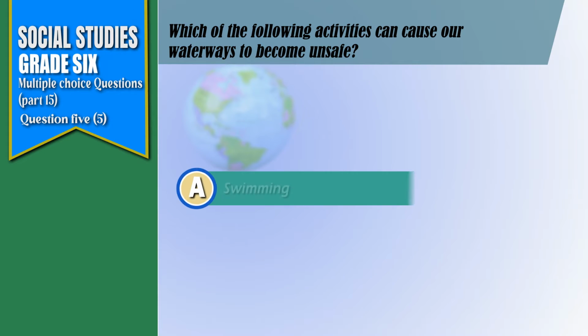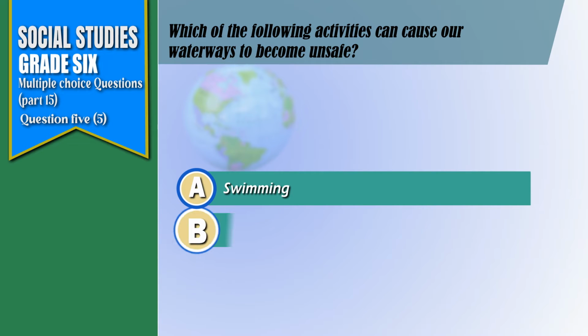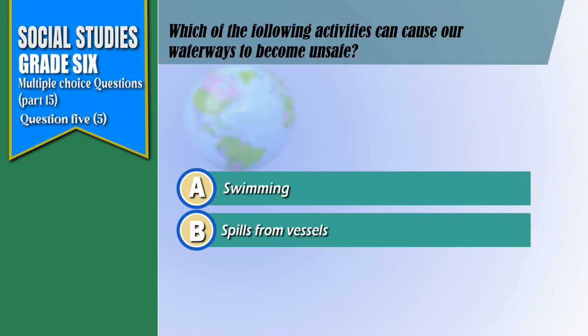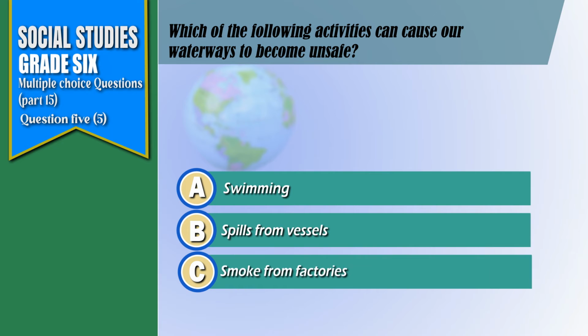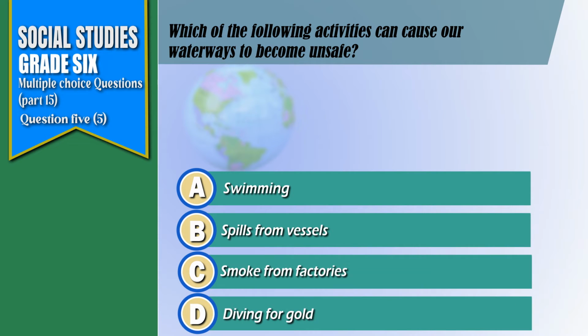Question 5. Which of the following activities can cause our waterways to become unsafe? A, B, C, or D?